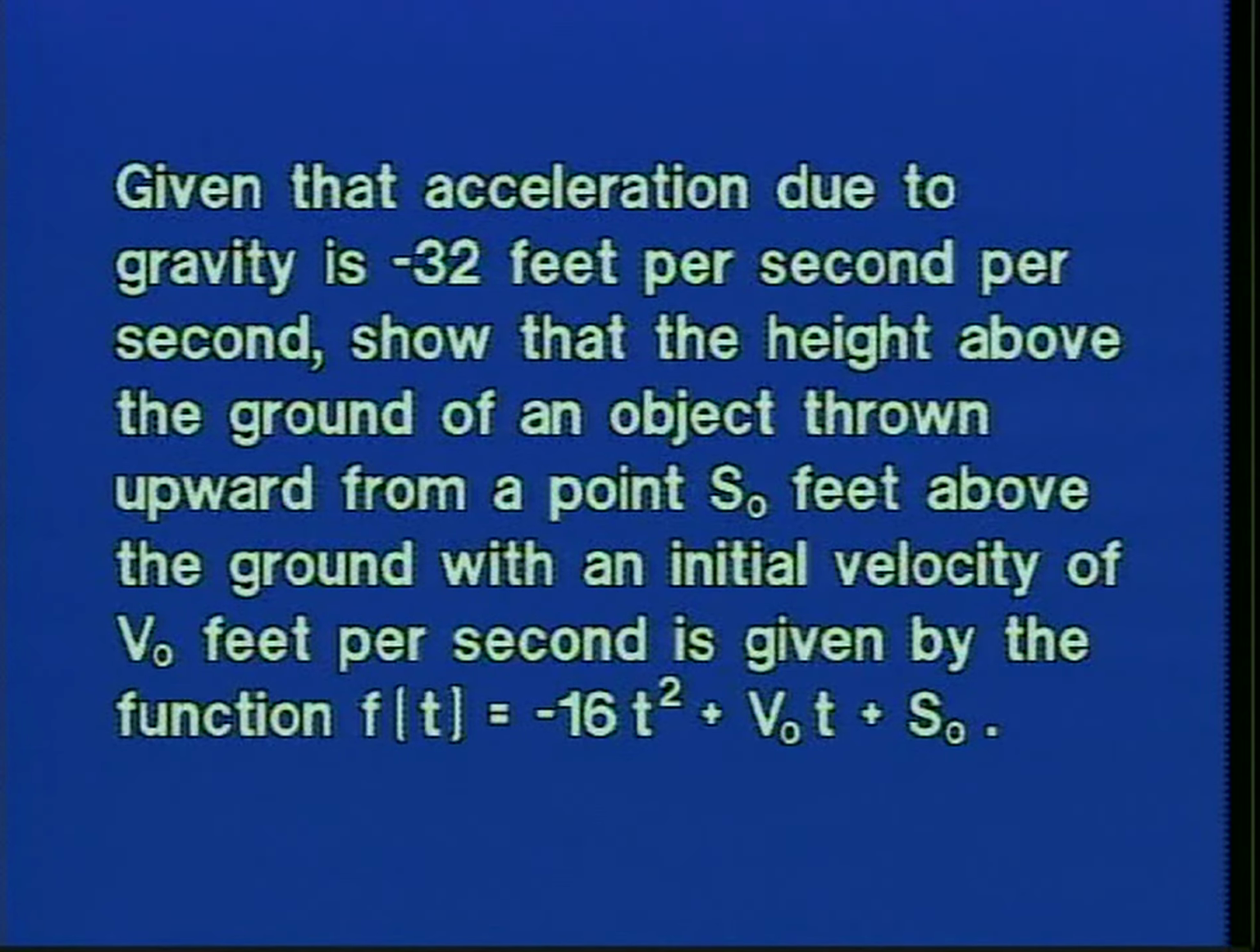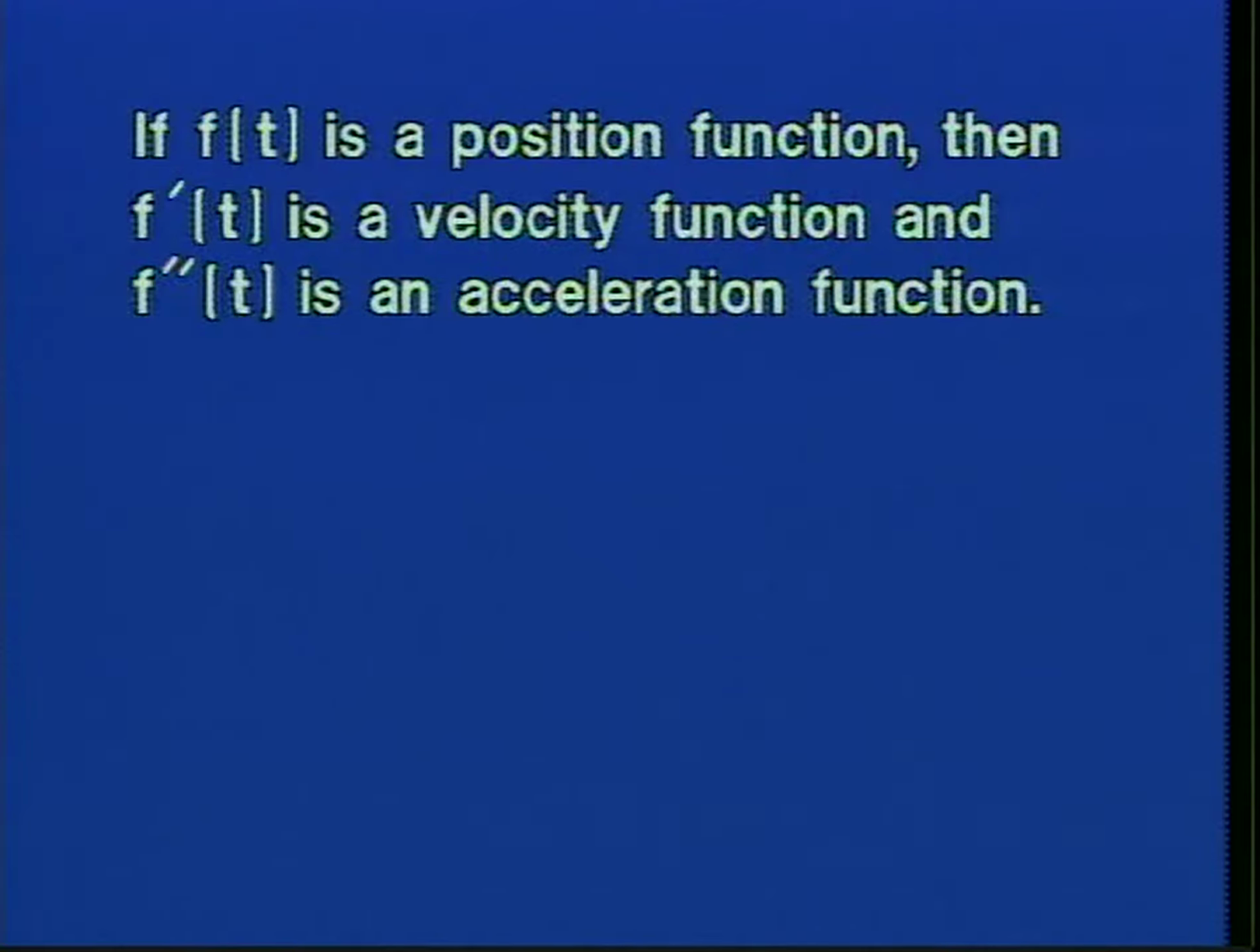Now, it's essential in this problem to realize certain relationships regarding position, velocity, and acceleration. You may recall from the last chapter that if f is a position function, then f prime is a velocity function, and f double prime is an acceleration function. And it turns out in this problem that we're given the acceleration function, and we want to work our way back to the position function.